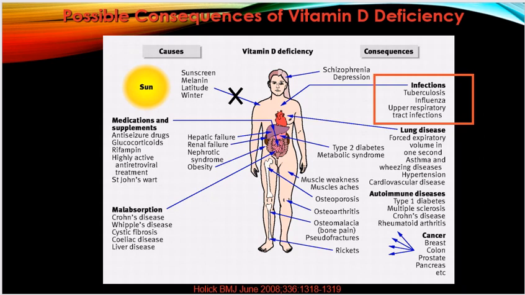The same in malabsorption syndromes like Crohn's disease, Whipple's disease, and cystic fibrosis. The deficiency of vitamin D occurs, which results in some infections like influenza, tuberculosis, and some lung diseases, and autoimmune diseases like type 1 diabetes and Crohn's disease. And the deficiency also increases the risk of cancers like breast cancer, cancers of the colon, prostate, pancreas, etc.